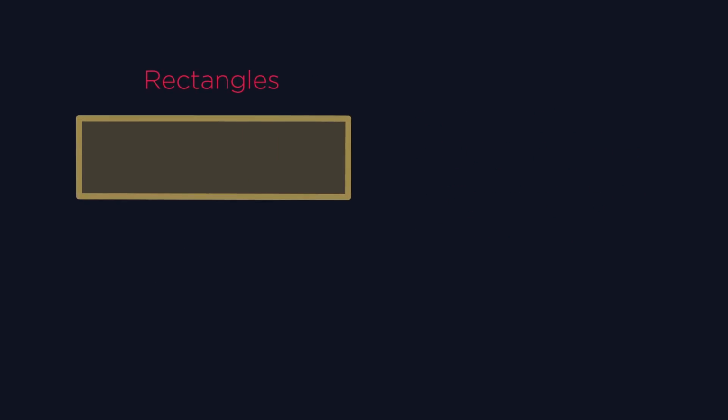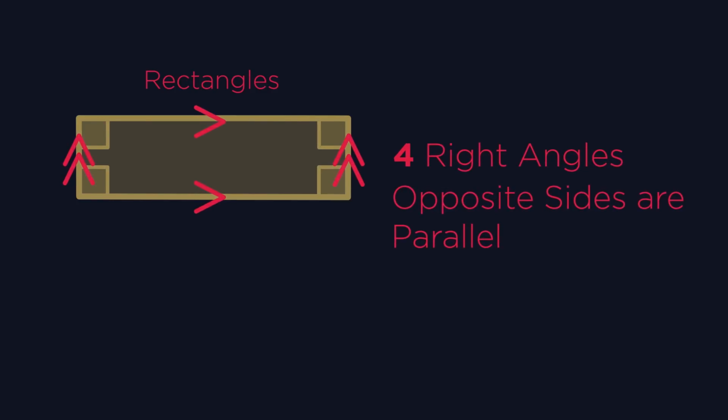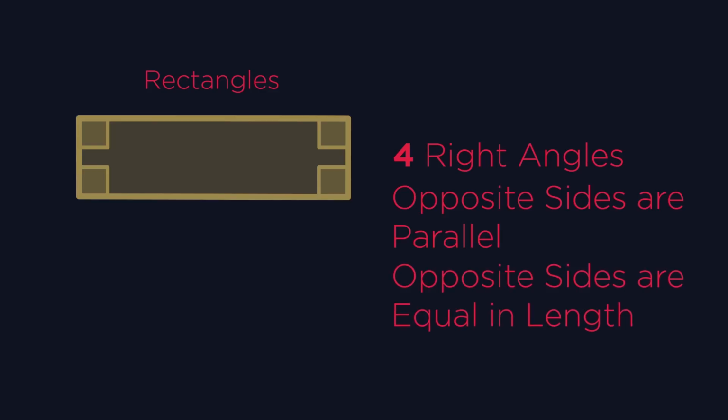What about rectangles? Also 4 right angles, and opposite sides are parallel, but this time the lengths aren't all the same. Opposite sides are equal in length, these and these. Did you know that a square is a type of rectangle?